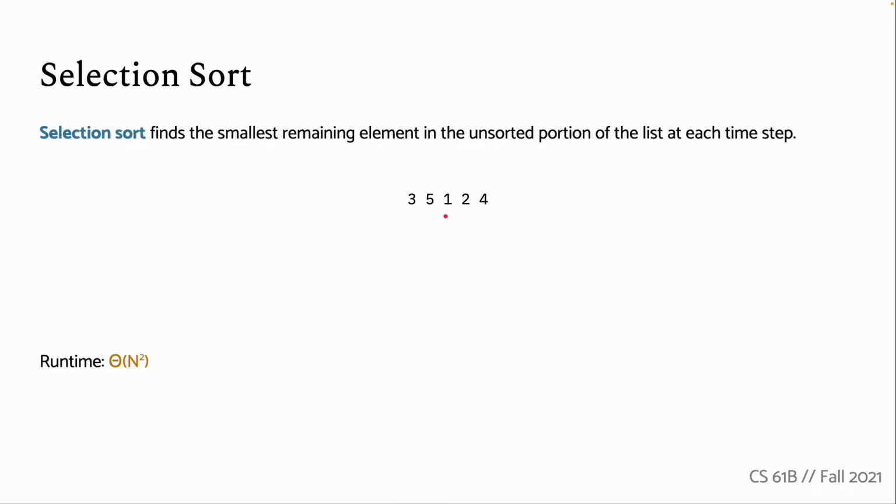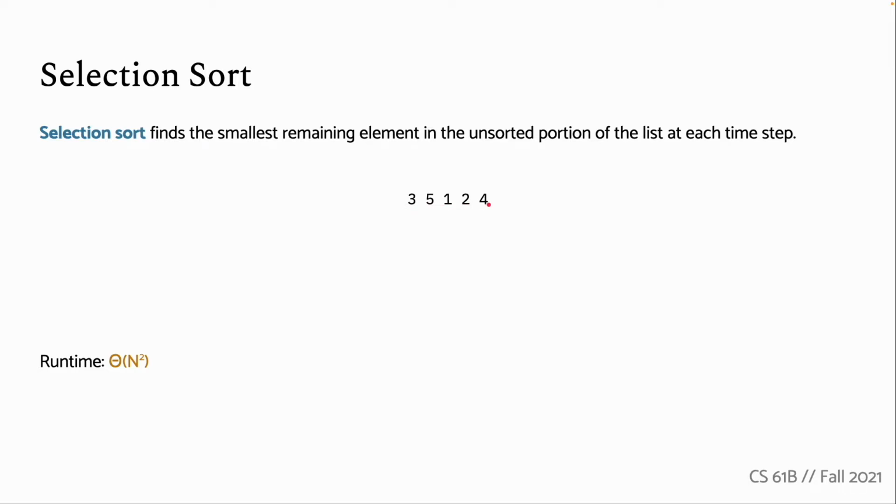Once that's done, you'll look at the next 4 items, and you'll scan the list again, trying to find the next smallest element, which would be 2. And then you would swap the 2 and the 5. And you would keep going like that until you have sorted the entire list.